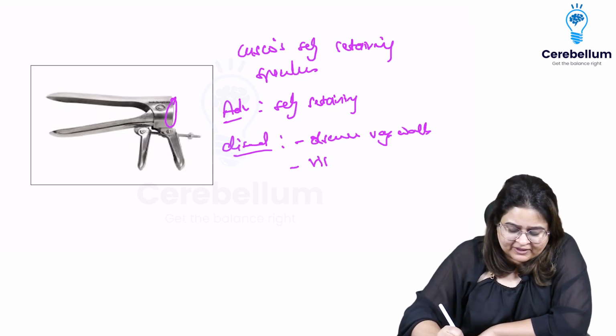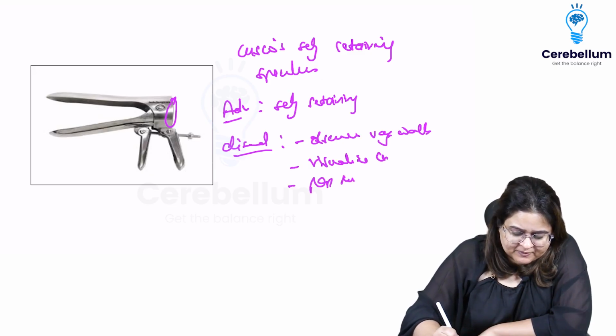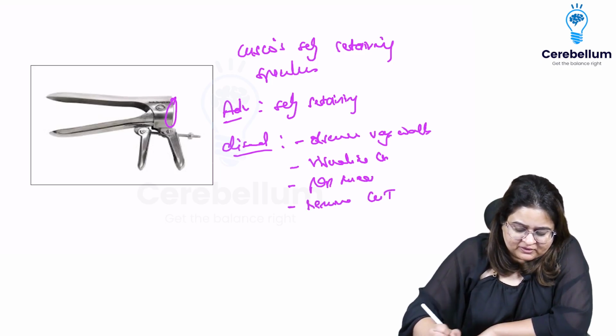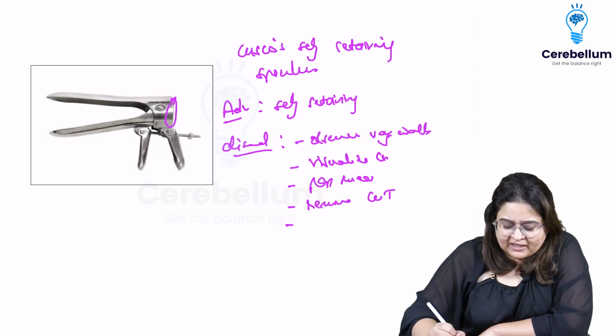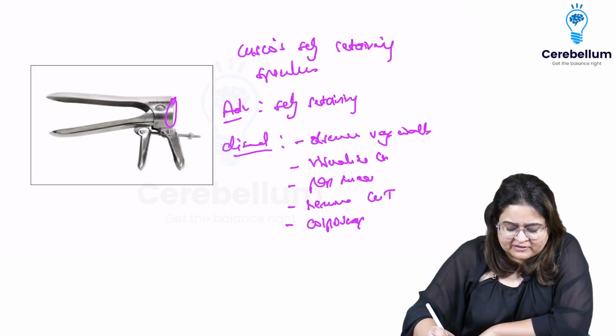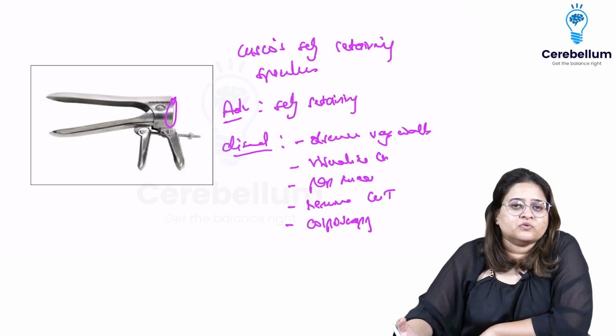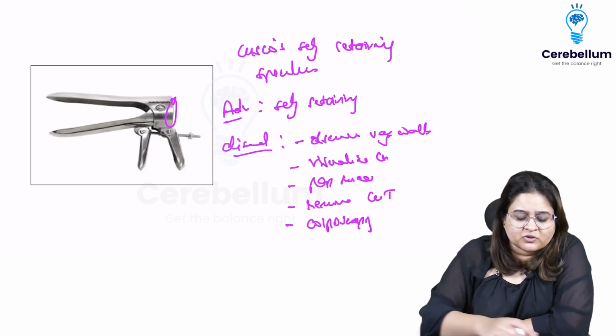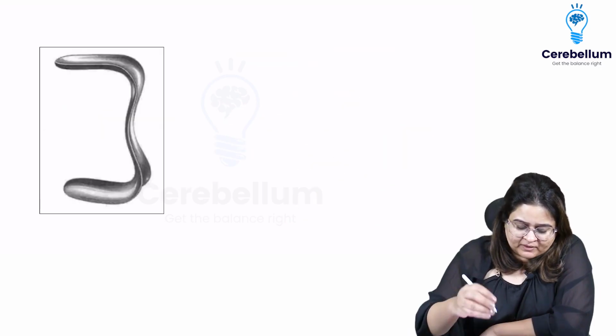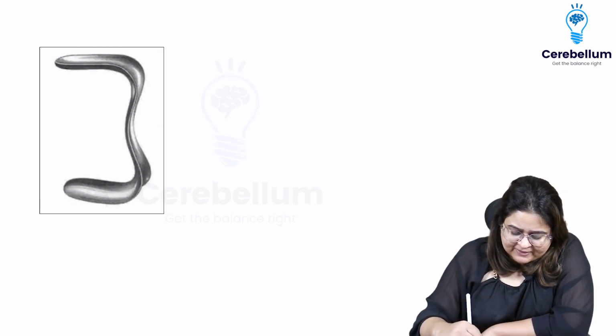Like you can visualize the cervix. You can take a pap smear. You can remove a copper T, or an intrauterine device, and you can probably do a colposcopy, like visualizing the cervix or doing a colposcopy. These are what you can do. You can't do much more than this. So it's usually an instrument used in the OPD. What is this? This is another type of speculum.